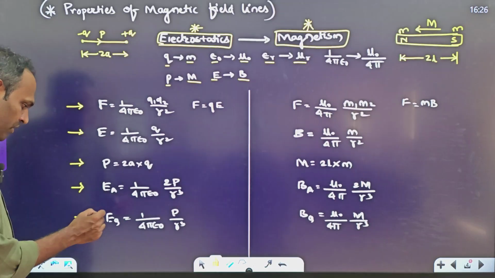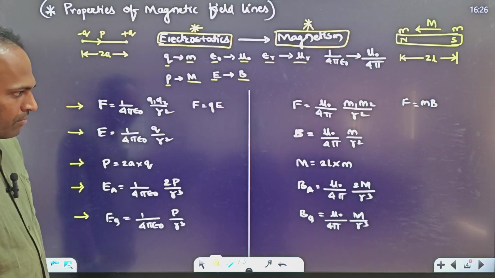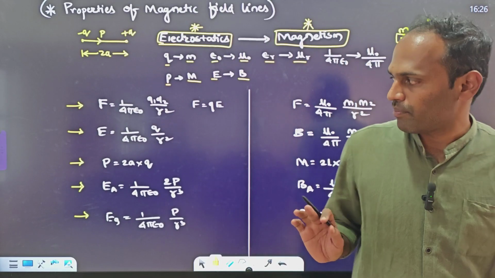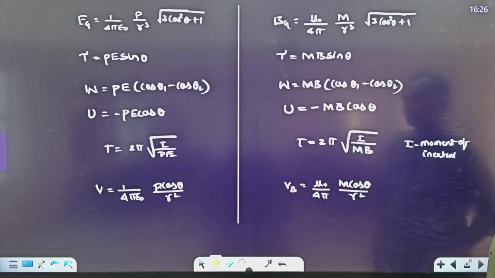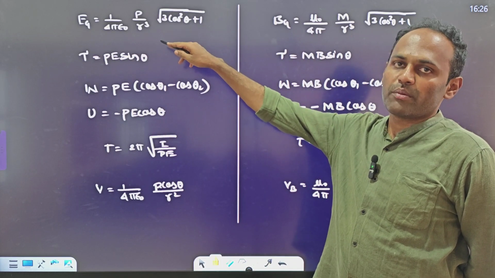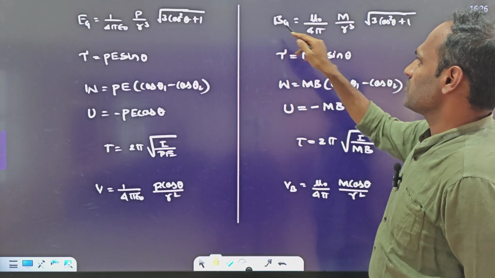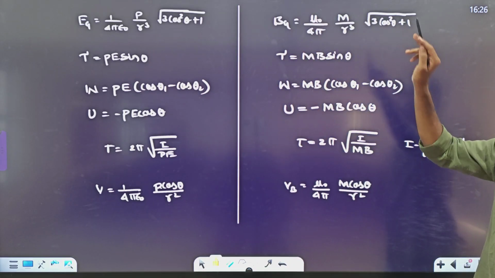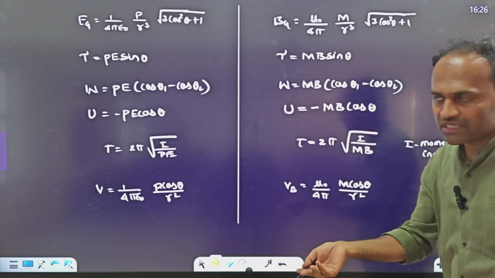Equatorial electric field, 1 by 4 pi epsilon naught P by R cube; magnetic field, mu naught upon 4 pi M by R cube, right? So we are just replacing, and by replacing you will get the formulas. Electric field at any general point, 1 by 4 pi epsilon naught P by R cube root of 3 cos square theta plus 1. Magnetic field at a general point, mu naught upon 4 pi M by R cube root of 3 cos square theta plus 1. Everything is the same, we are just replacing the things.